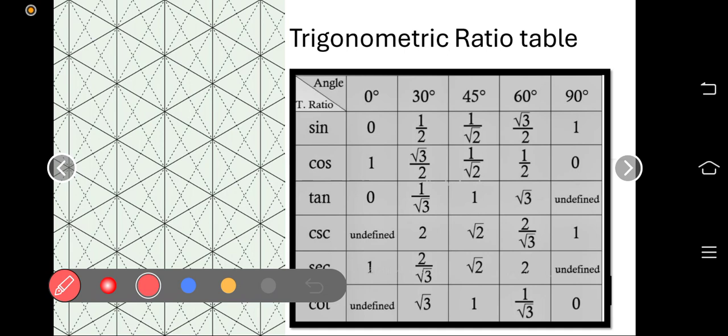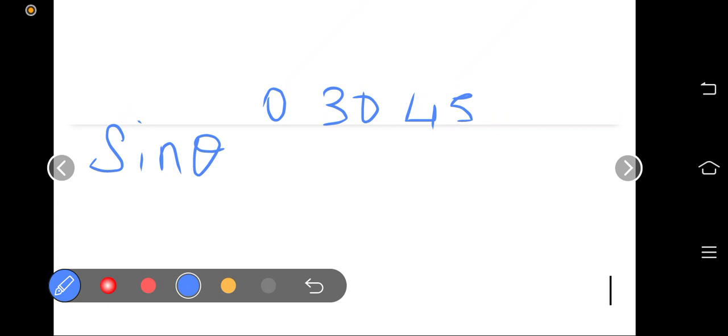So before going into that, let's learn a small trick to remember all of these values. First, remember 0, 30, 45, 60 and 90. These are the basic angles for all the trigonometric ratios like sin theta, cos theta, tan theta, cosecant theta, secant theta and cot theta. I'll tell you the trick. For sin theta, the degree values are 0, 30, 45, 60 and 90.